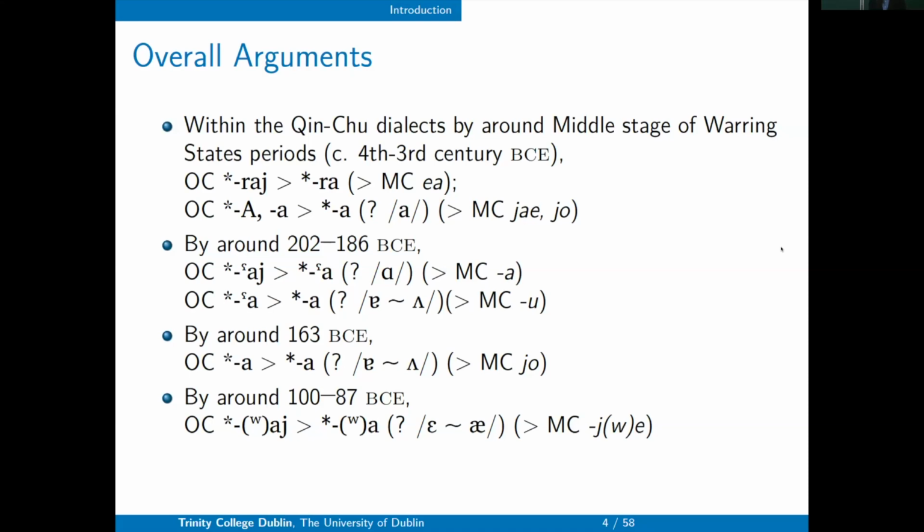And by around 163 BCE, the Old Chinese *R in type B syllables, which regularly became Middle Chinese 语韵, still kept itself as *R. And by around 100 to 87 BCE, the Old Chinese *I in type B syllables lost its final *ye coda, and maybe the phonetic value of the *R is a front vowel, but maybe slightly higher.